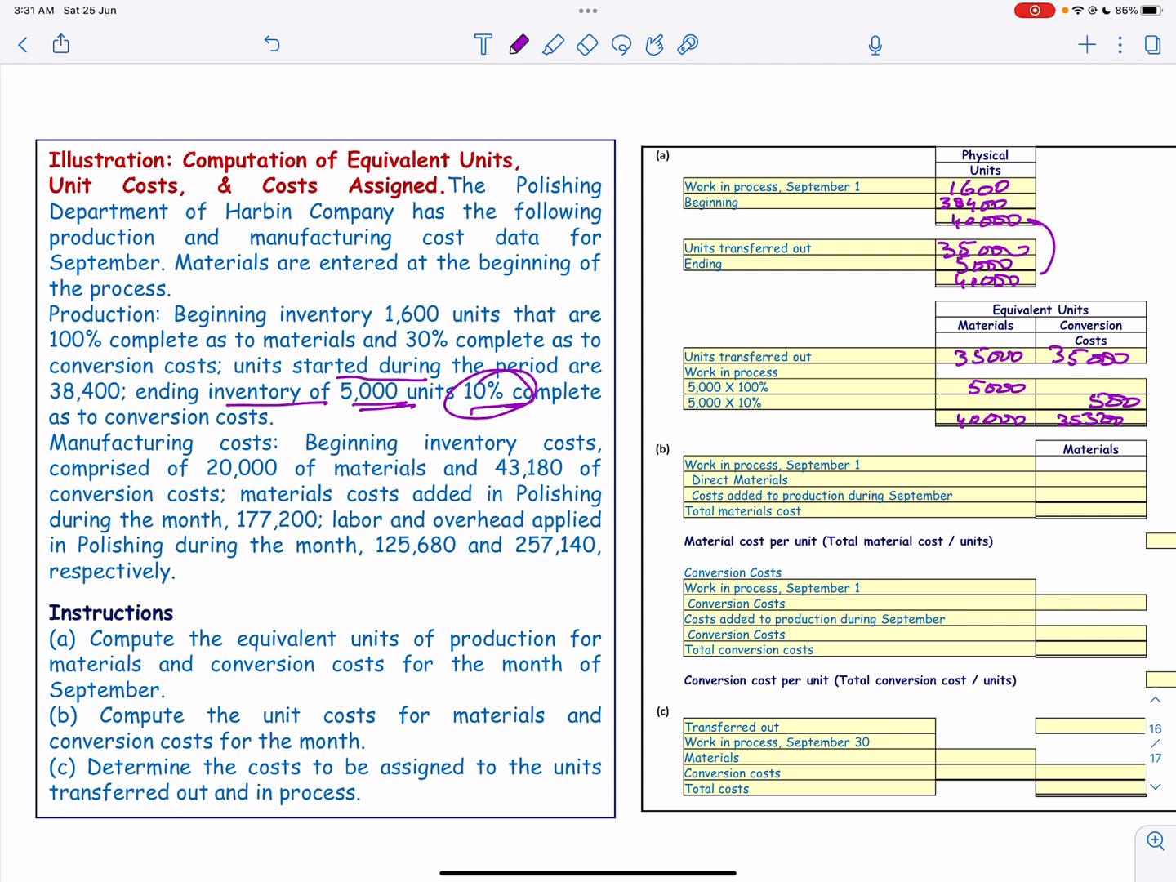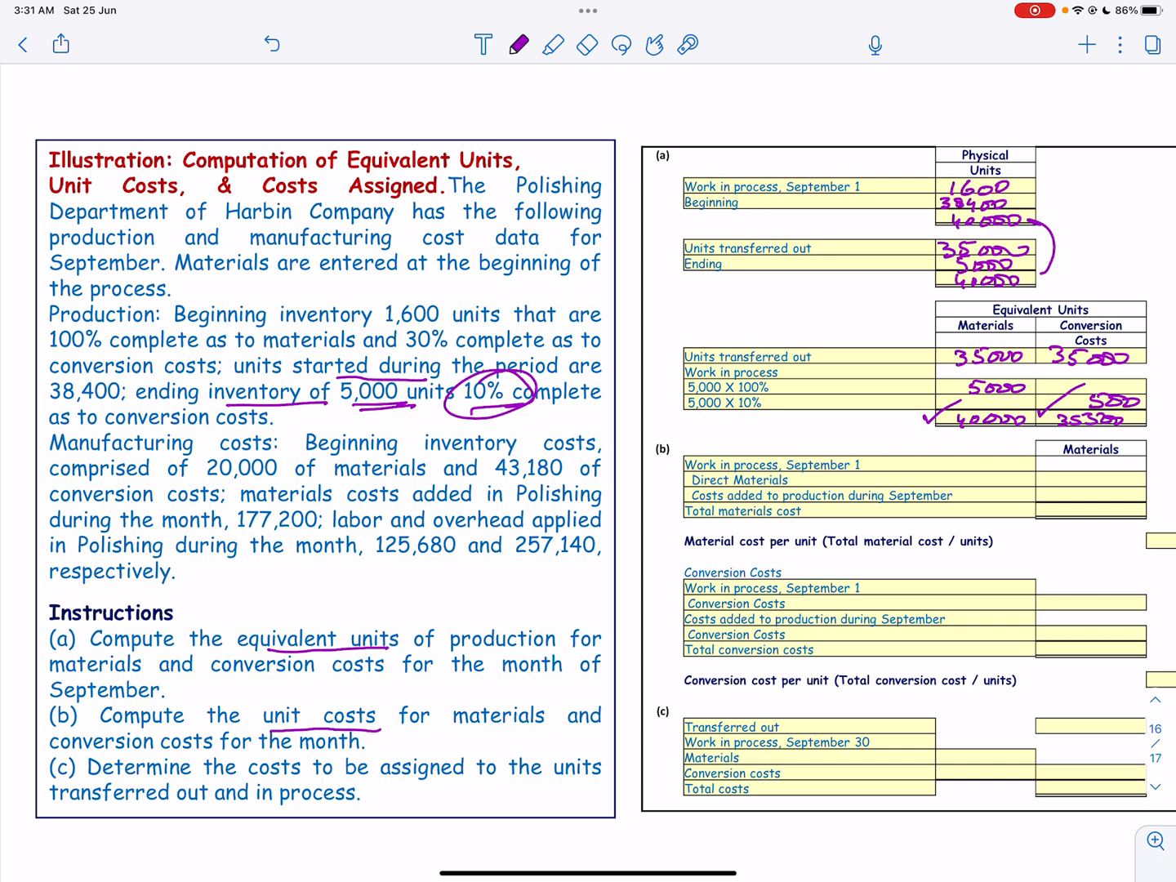Next, we go for the calculation of part B. First one, compute the equivalent units of production for material and conversion cost for the month of September. So for material we have 40,000 and for conversion cost it is 35,500. For part B, compute the unit cost for materials and conversion cost for the month.